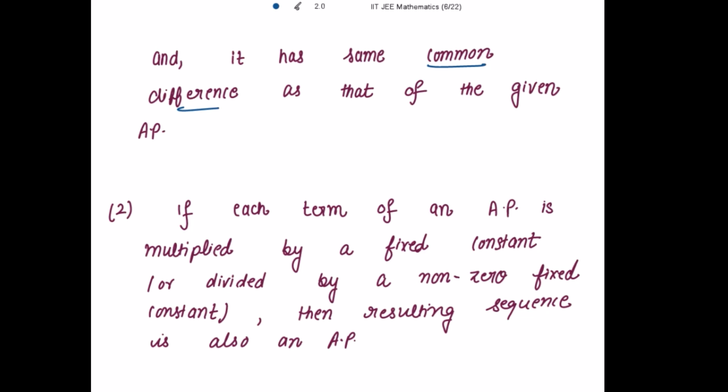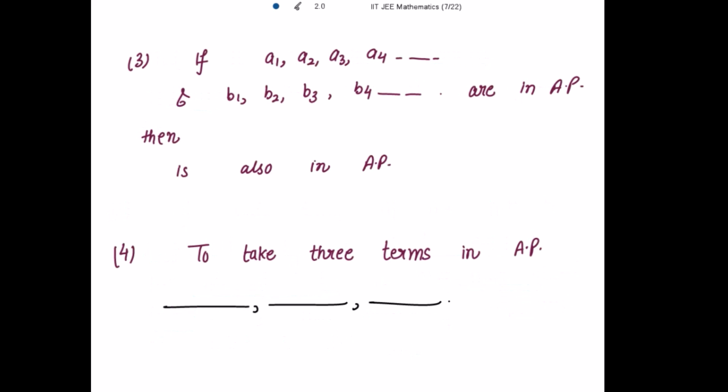Second, if each term of an AP is multiplied by a fixed constant or divided by a non-zero fixed constant, then the resulting sequence is also an AP. Then, if A1, A2, A3, A4 are in AP, and B1, B2, B3, B4 are also in AP, then their sum, A1 plus B1, and the second term A2 plus B2, and the third term A3 plus B3, and so on, is also an AP, right?